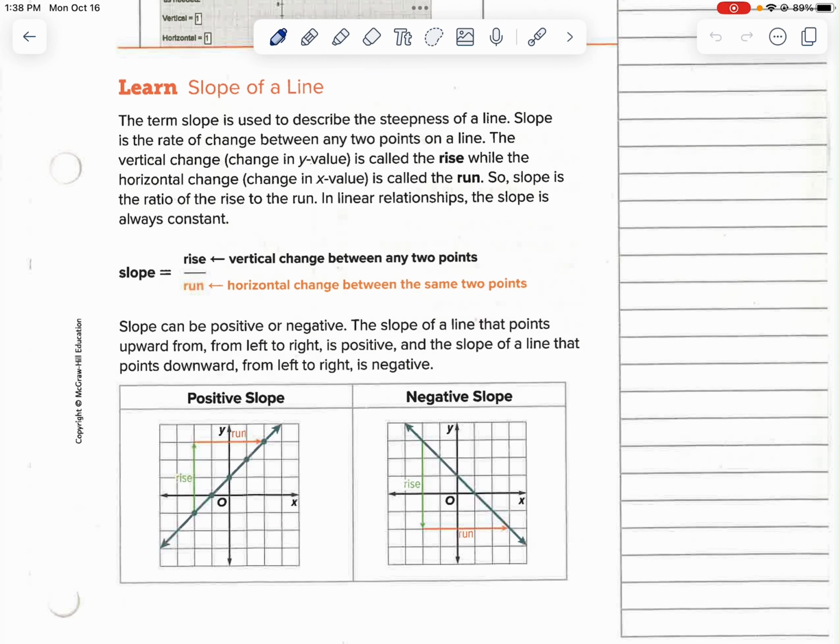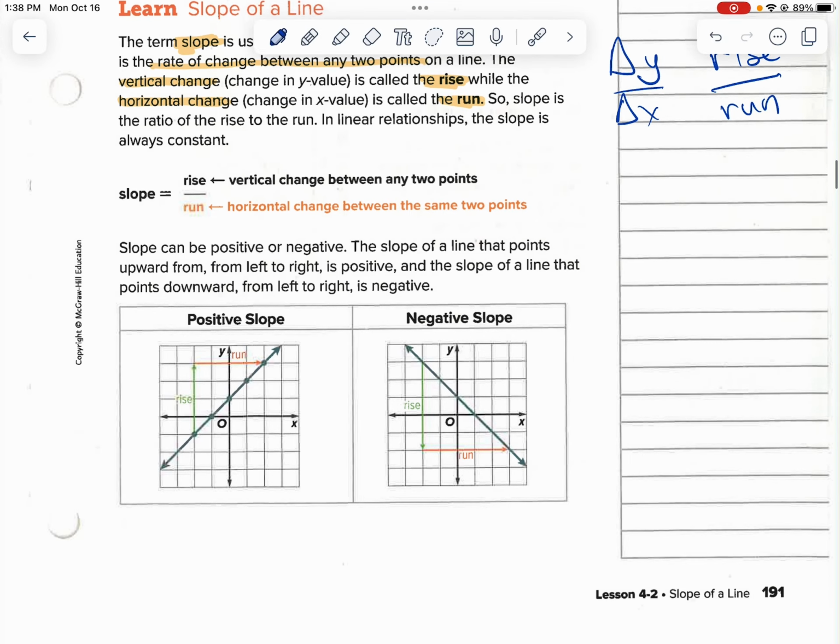Okay, the term slope is used to describe the steepness, and it's important that you know that. Slope is the steepness of a line. Slope is the rate of change between any 2 points on a line. The vertical change is referred to as the rise. The horizontal change is the run. So slope is the ratio of the rise to run. Now, last time in class, I talked about it as the change in y over the change in x. The change in y is the rise. The change in x is the run. So slope is the ratio of rise to run.